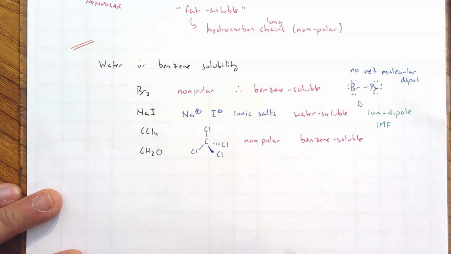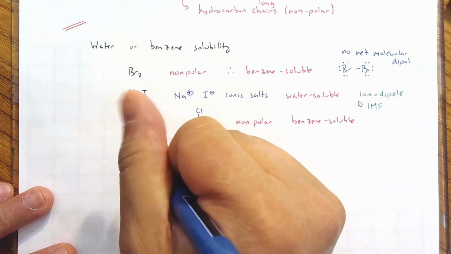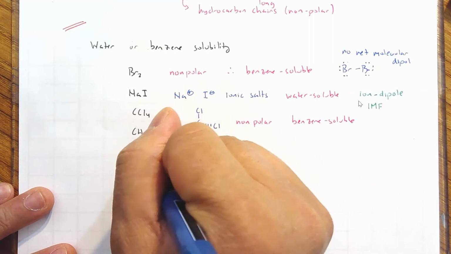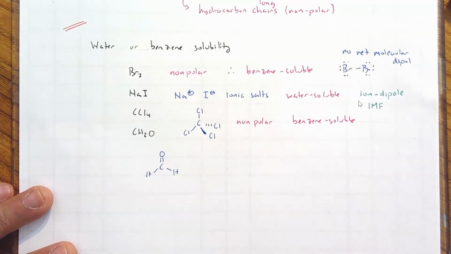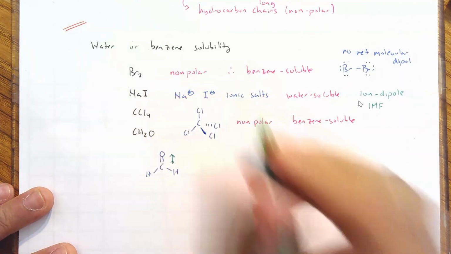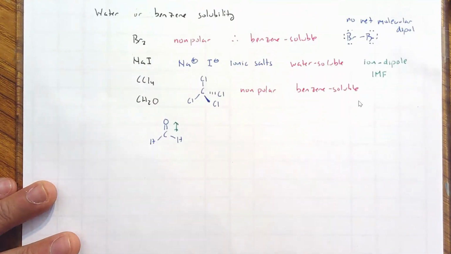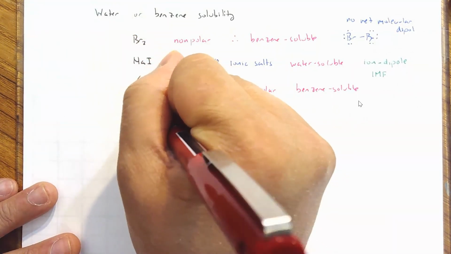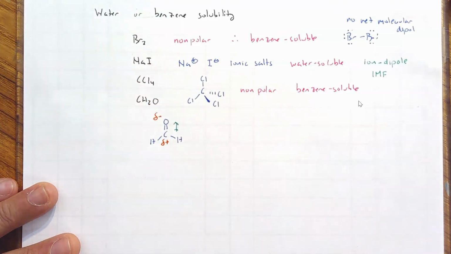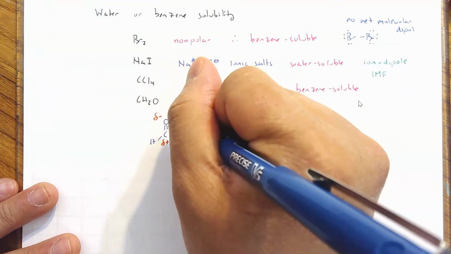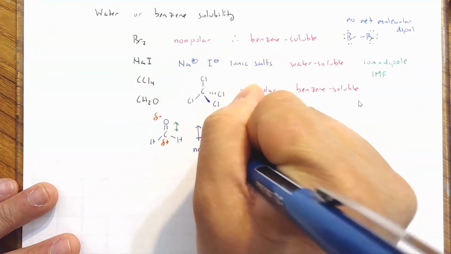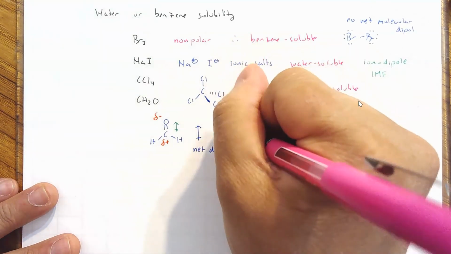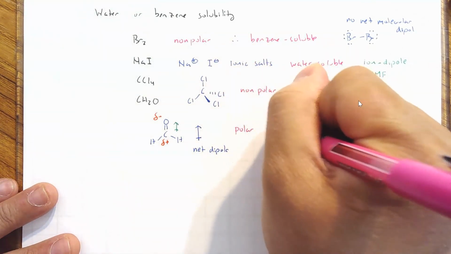And then formaldehyde is the C with an O and two H's, like that. I see a very strong bond dipole. Actually, another way you could show dipoles is to do partial charges. Partial negative, partial positive. So we have a net dipole, I think I used blue, going up. This is polar and water soluble.